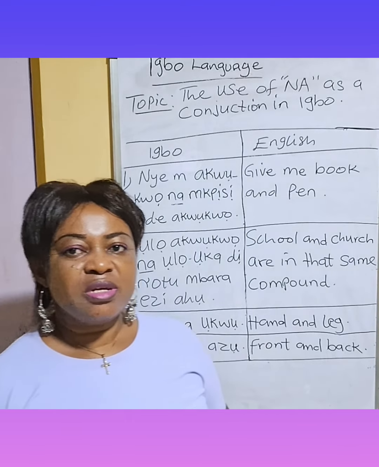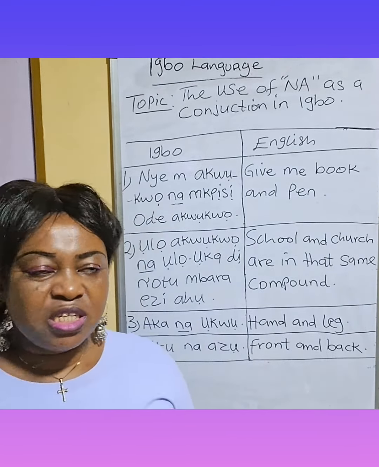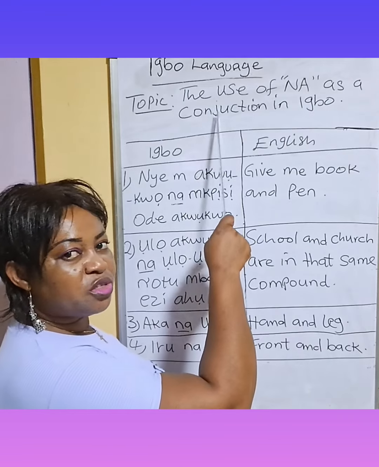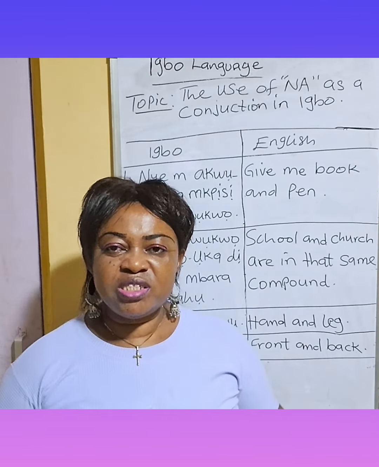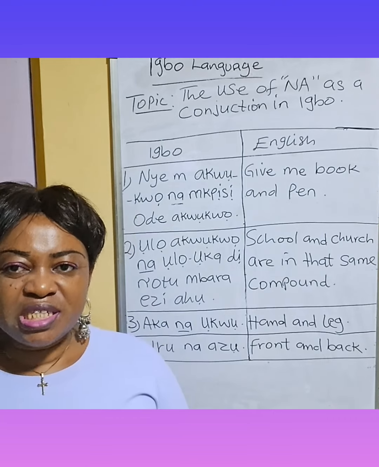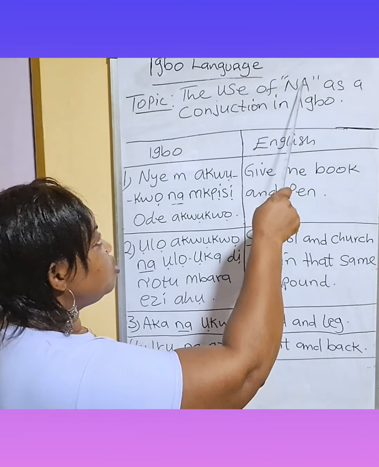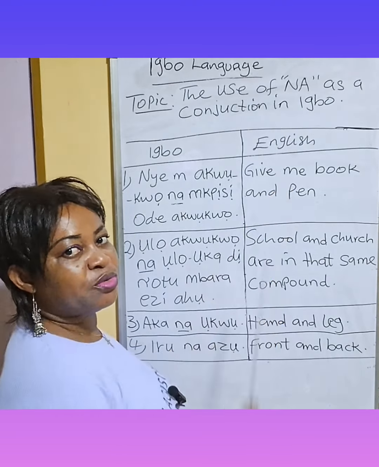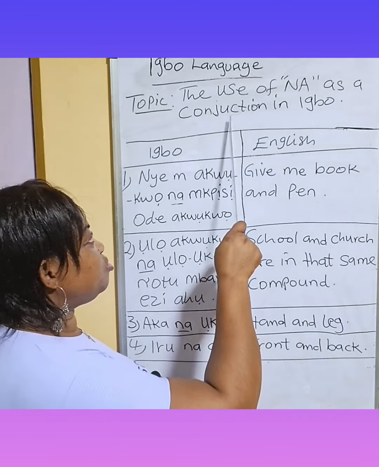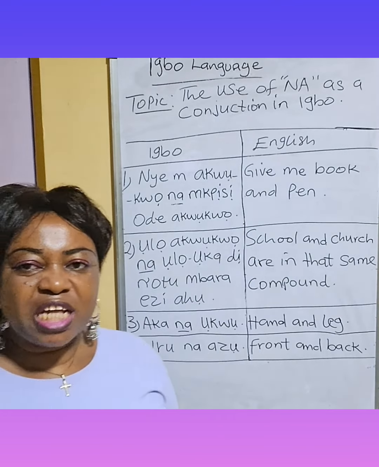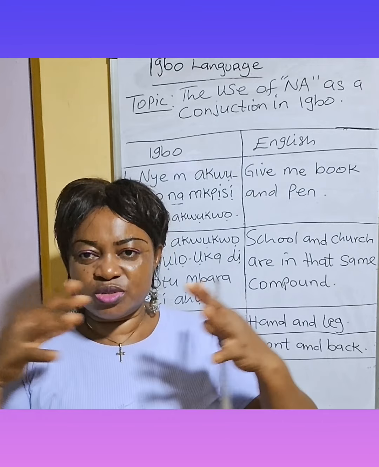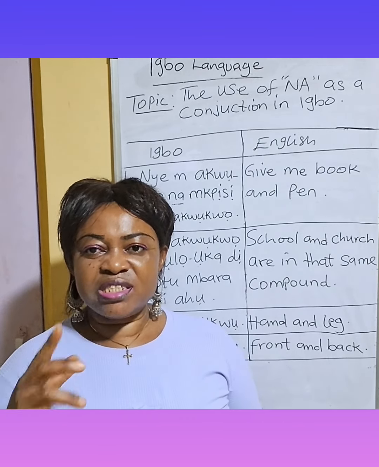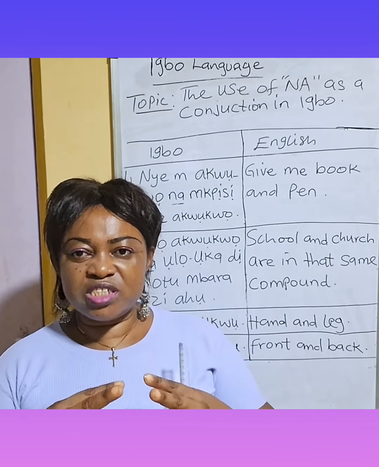So now, conjunction simply means in Igbo, njiko. Conjunction means njiko. If you are using na as a conjunction, we are going to write na in full, because conjunction simply means a word that joins 2 phrases or 2 sentences together.